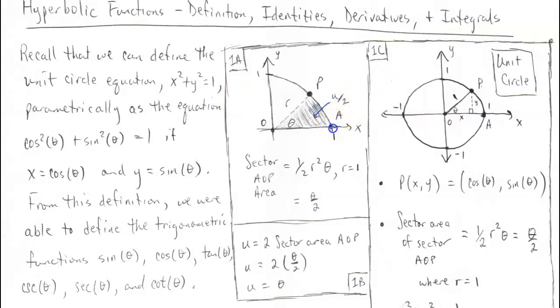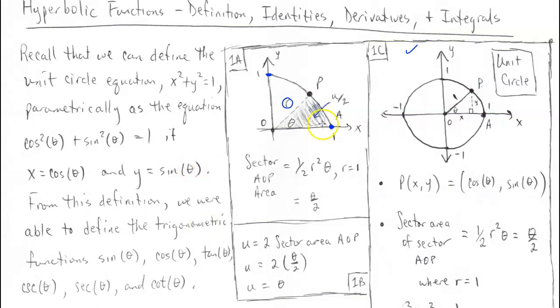Of course we have our point (1, 0) here, and our point (0, 1) here. Notice that I've shaded in this sector area. Now, we know that in figure 1c, this is what the whole entire unit circle looks like. And with the unit circle, we have a radius of 1. So this r that you see right here in figure 1a is actually a value of 1.